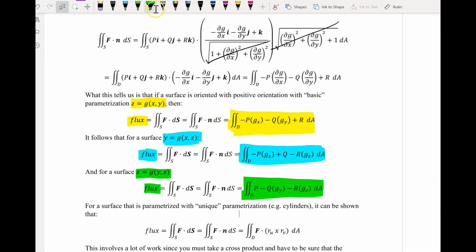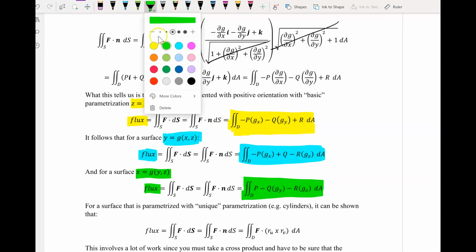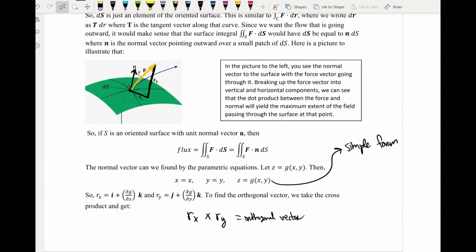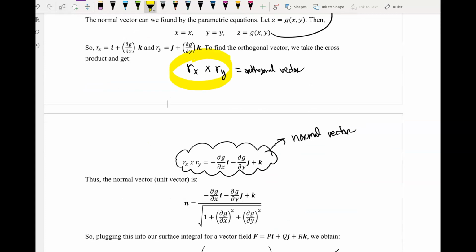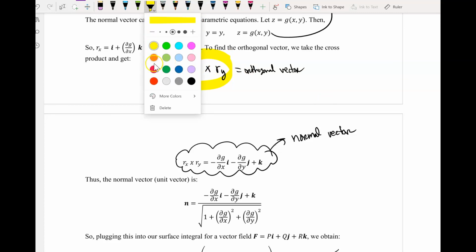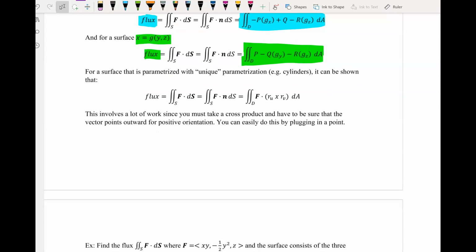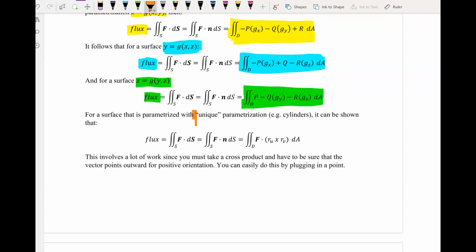Now, let's say instead you couldn't express it in that form. Well, that means we're just going to stay here with the cross product. So we are going to redo this the following way. If you have a unique parameterization, for example with cylinders, the flux is going to be equal to still F, but dotted with the cross product of r_u cross r_v. So for this one, you actually have to do a little bit more work.